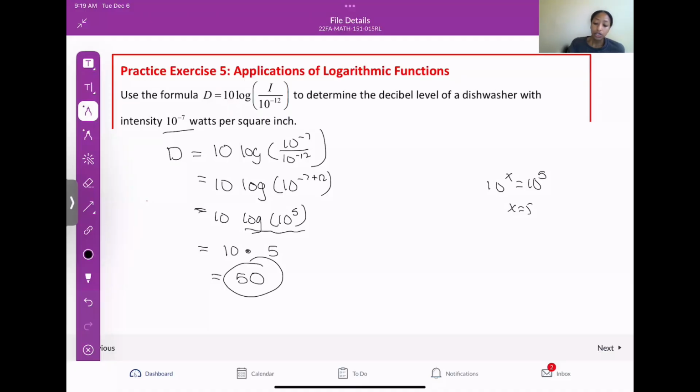So this dishwasher has a decibel level of 50 decibels.